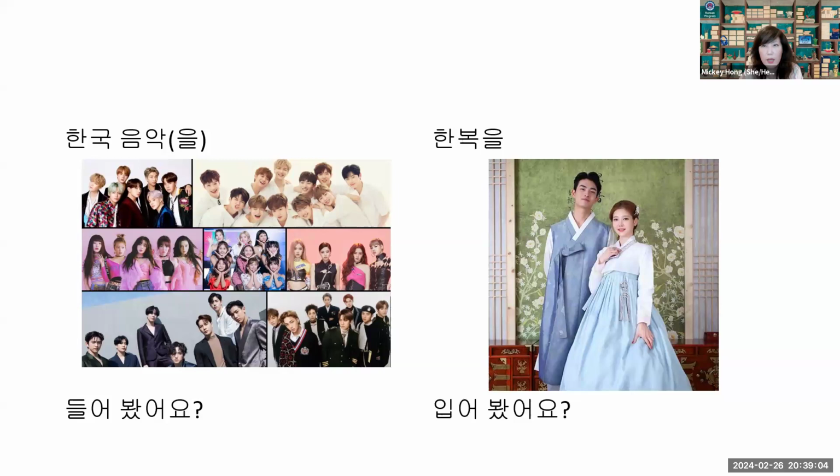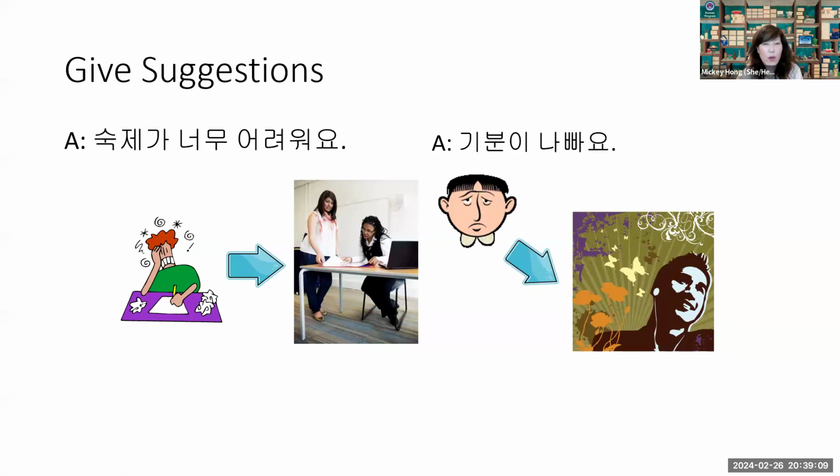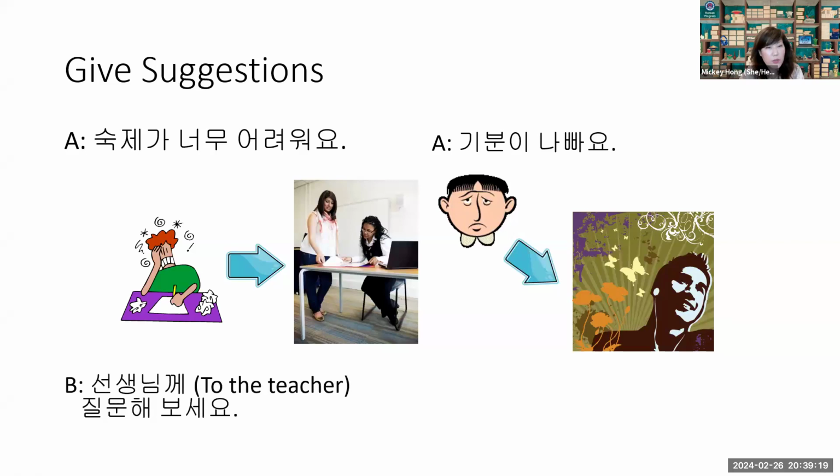숙제가 너무 어려워요. Then what kind of advice would you give to that person? No wrong answer, many possibilities. 선생님께 질문해 보세요. Try asking the teacher. 기분이 나빠요? 기분이 나빠요. Somebody's in a bad mood. 즐거운 음악을 들어보세요. Try listening to happy music, joyous music.